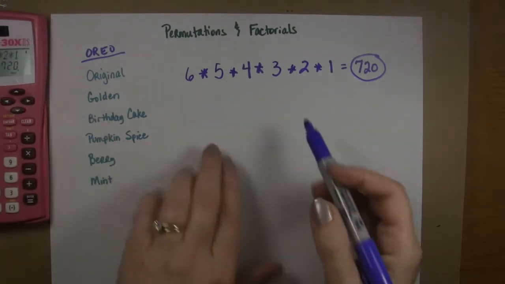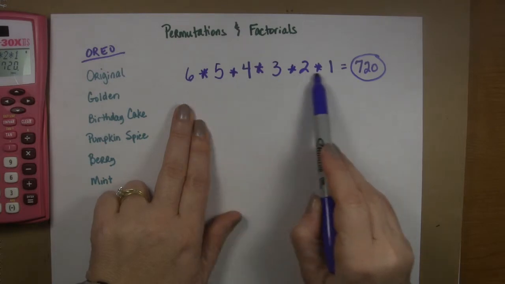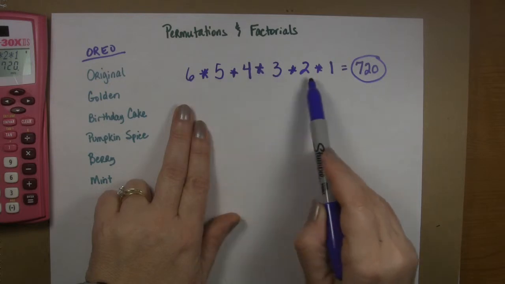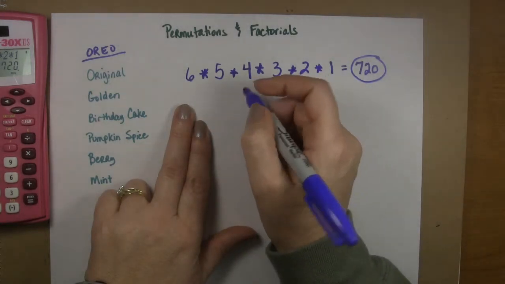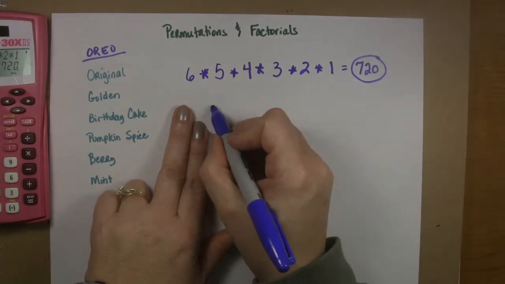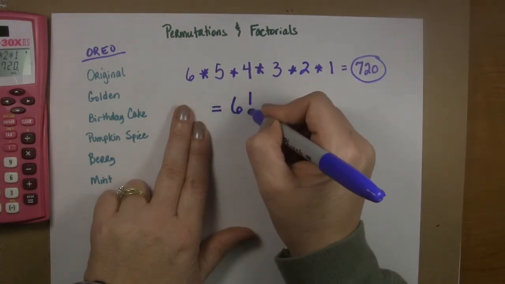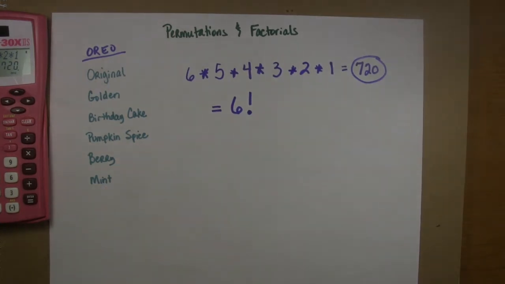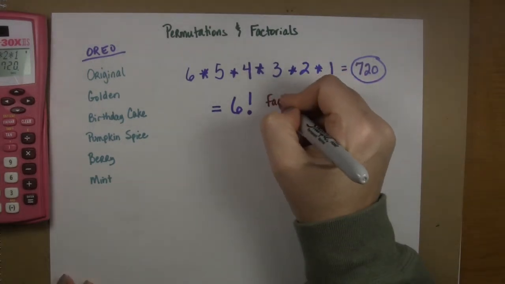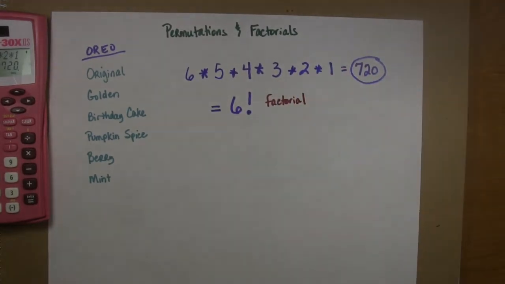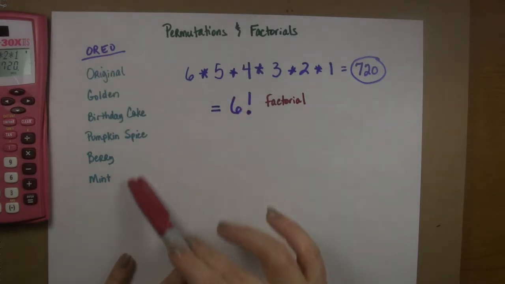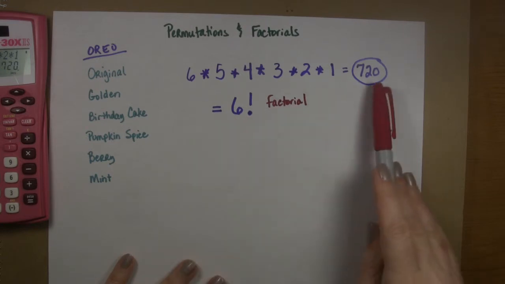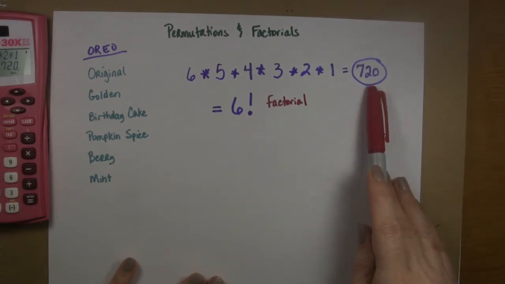Now, in math, when we do a sequence of numbers multiplied together that are just one number apart, that is called a factorial. So this number is the same thing as 6 factorial. And the exclamation point is the symbol for factorial. So if I asked you how many different ways are there to eat 6 Oreos, you could answer 6 factorial, or you could calculate it out as 720.